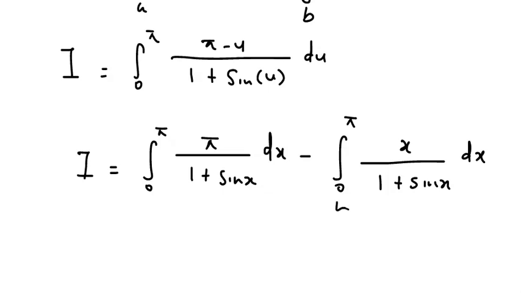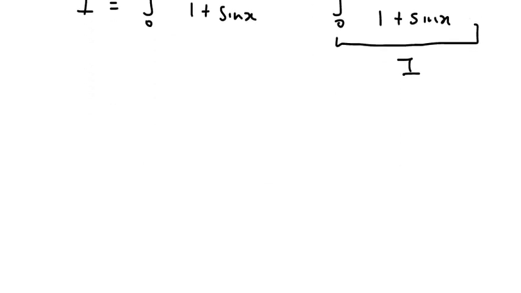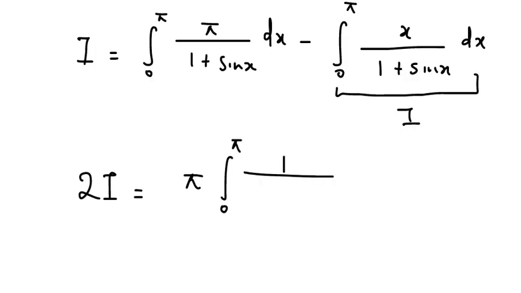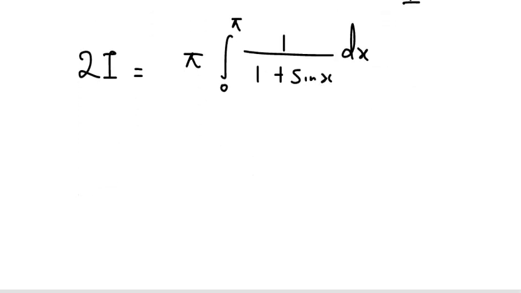Did you realize something? This right over here is our I. Therefore, if you add I to both sides of this equation, we're going to have 2I equal to pi multiplied by the integral from 0 to pi of 1 over 1 plus the sine of x, and then we have our dx. Is that all? No, we're just starting. That's why I call it the innocent looking integral.